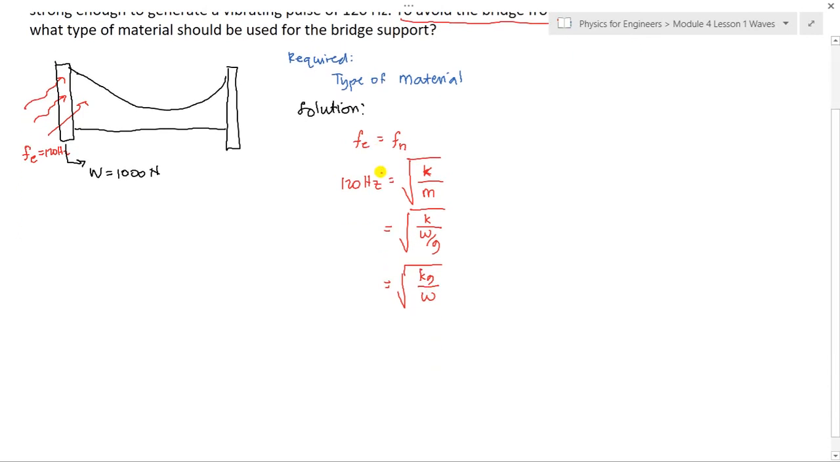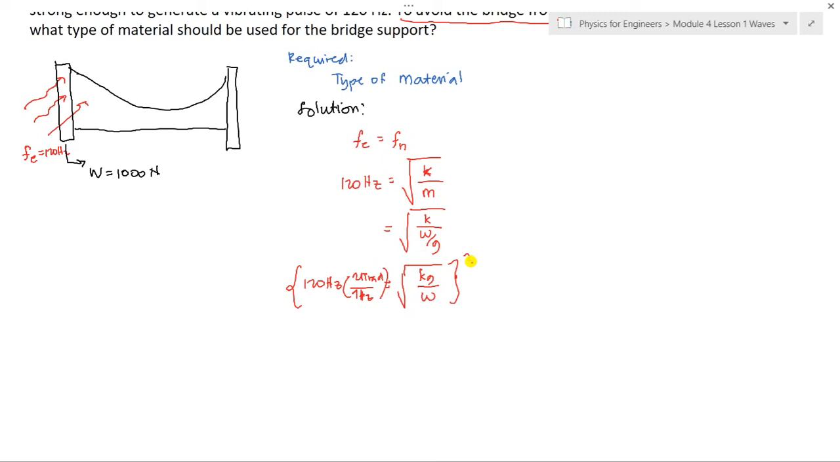Since Fe is in hertz, we need to convert it, because on the right side the natural frequency is in radians. So what we need to do here is take 120 hertz, where 1 hertz, or 1 cycle, is equal to 2 pi radians. After this, square both sides of the equation. On the left side, we have 120 times pi times 2, then the answer squared.